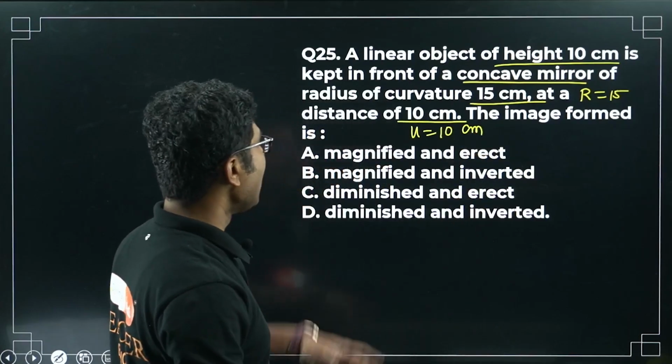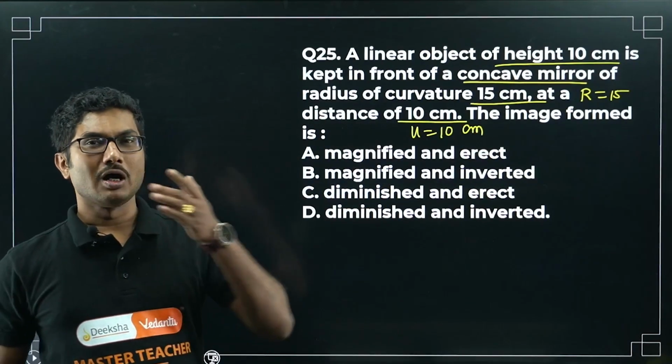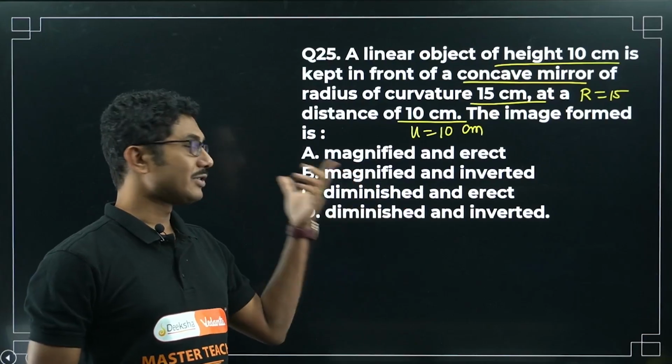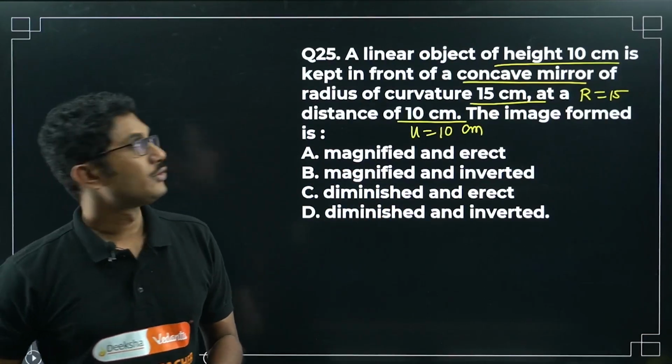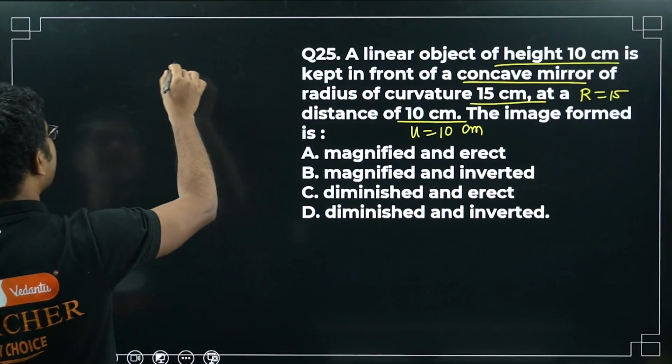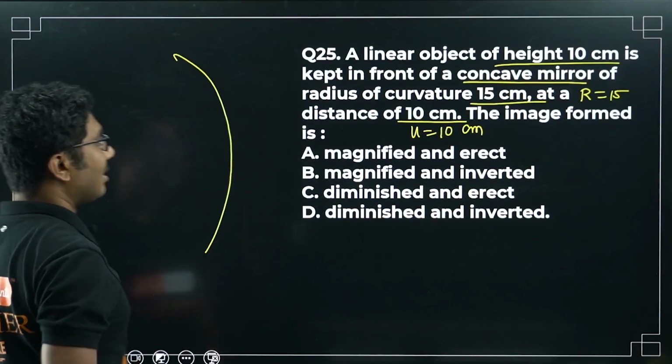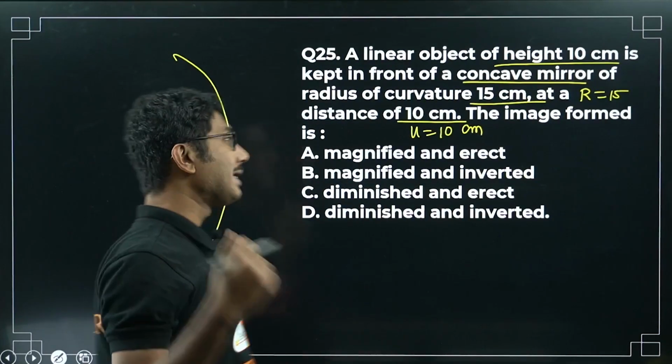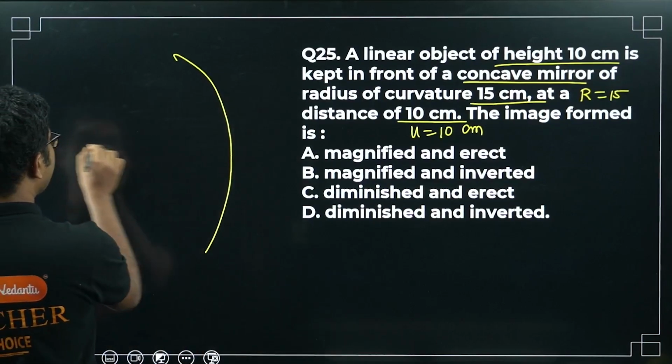The image formed. They have not asked you to do any calculations. They only asked what will be the nature of the image. So we can ignore the height. We do not need the height right now. What we have to identify is where the object is located. Based on that, we can say what will be the nature of the image.